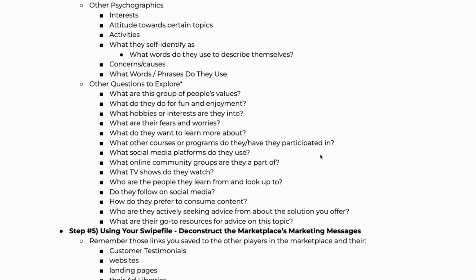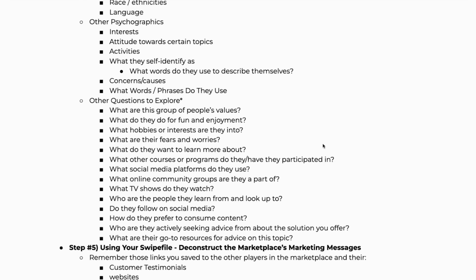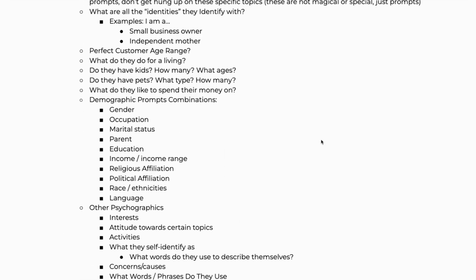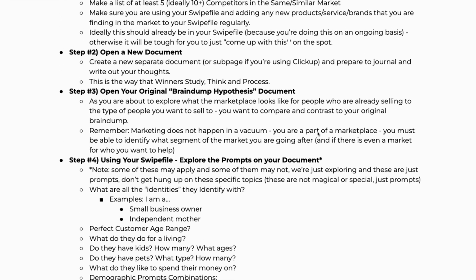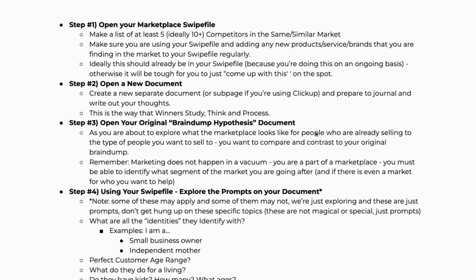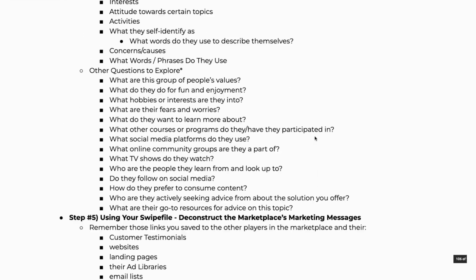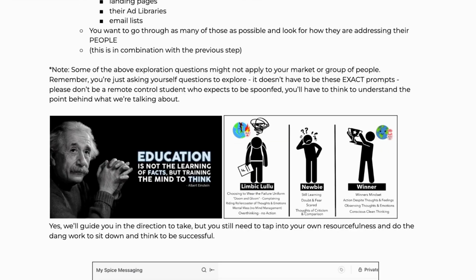That way it's no longer theoretical, no longer hypothetical, no longer something you're making up inside of your own head. You have both the combination of your hypothesis and what is actually happening in the marketplace. Again, I'll remind you, Einstein said that education is not the learning of facts, but the training of the mind to think. So please do not be a remote control student who expects to follow blindly and be spoon-fed. We want you to think and understand the point of what we are talking about here.